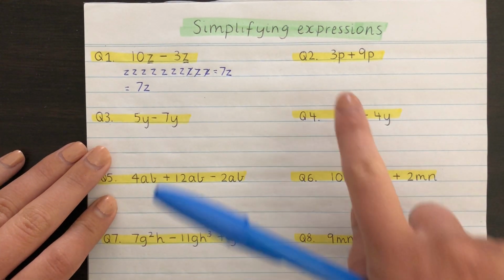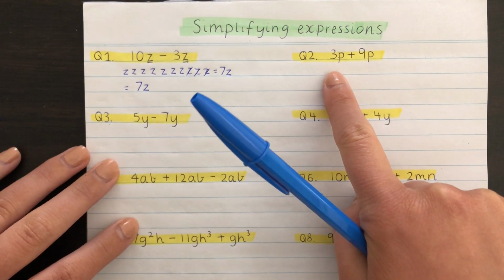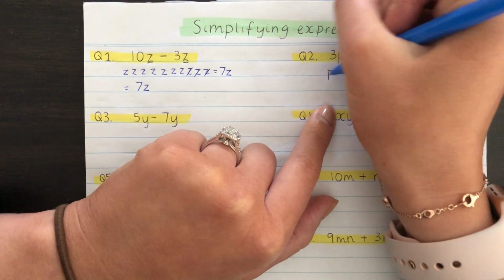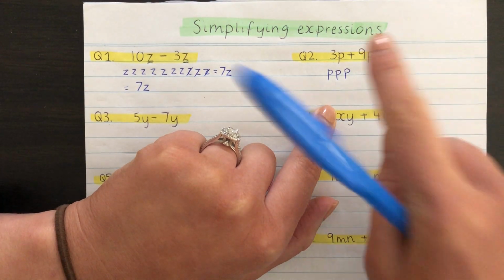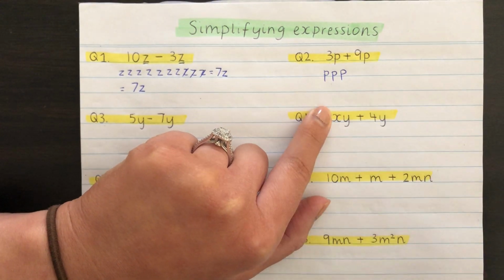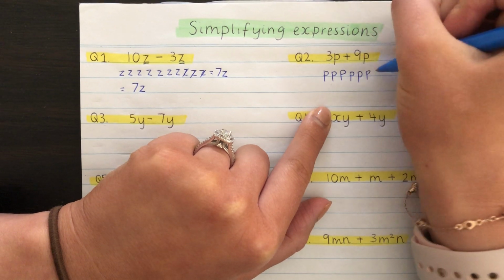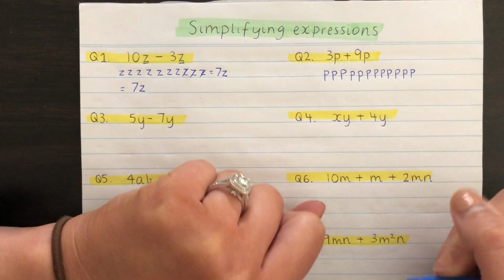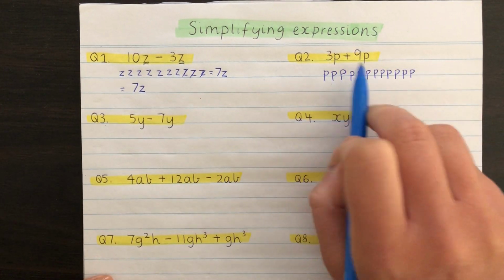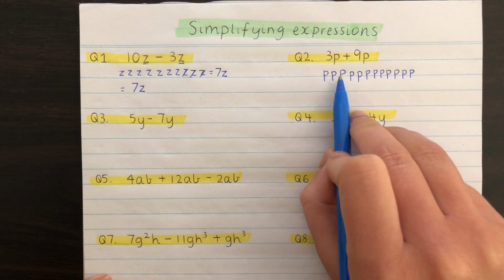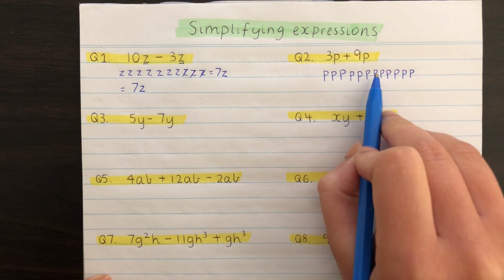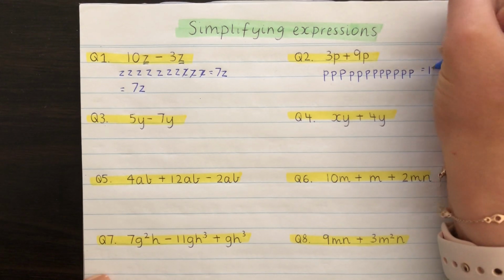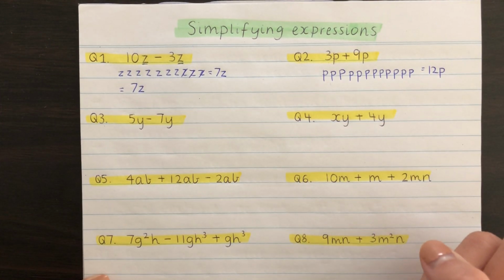For this one over here, we've got 3p plus 9p. So we start off with 3 p's, and then we add another 9 p's to it. 1, 2, 3, 4, 5, 6, 7, 8, 9. So how many p's do we have altogether? 1, 2, 3, 4, 5, 6, 7, 8, 9, 10, 11, 12. So altogether, we have 12 p's.